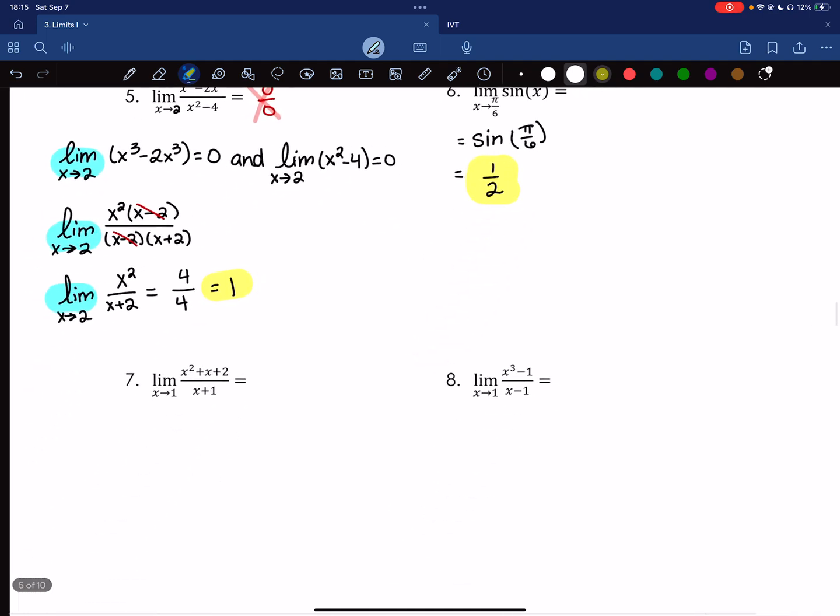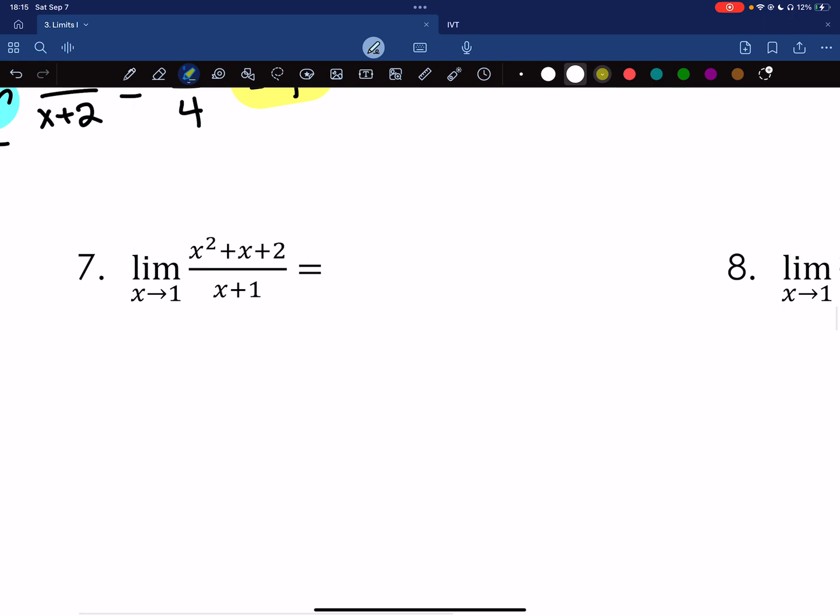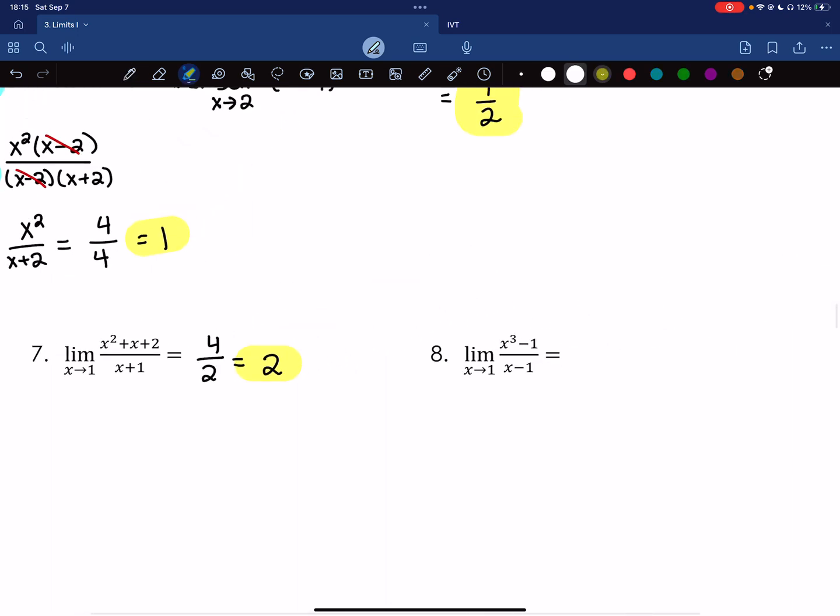Okay. Next one, again, always try direct substitution. When I do that, I get 1 plus 1 plus 2, which is 4. Then on bottom, I get 1 plus 1, which is 2. 4 divided by 2 is 2. So again, that's to show you, do direct substitution first.